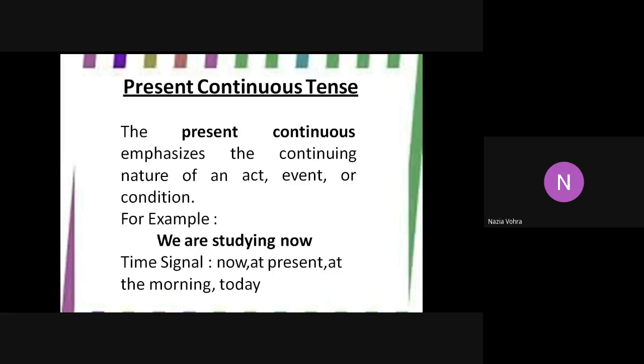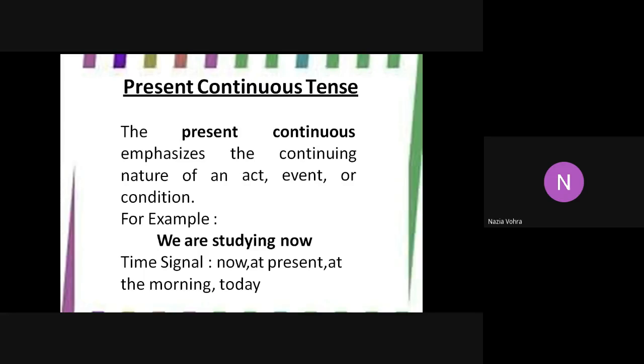Now, what happens in a present continuous tense? We emphasize the continuing nature of an act, event, or a condition. We are studying now. So, something which is very continuous, it's still ongoing. That activity is not yet over. And we might say now, or at present, or in the morning, or today. This is how we will know something is related to a present continuous tense. So these will be some signals.